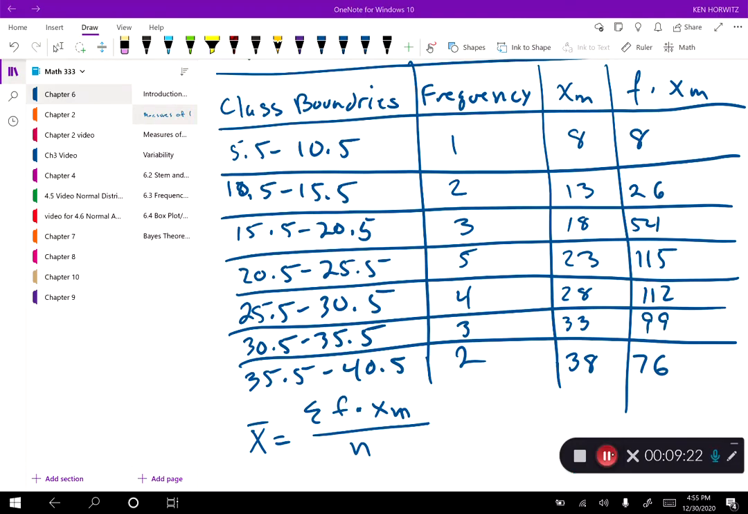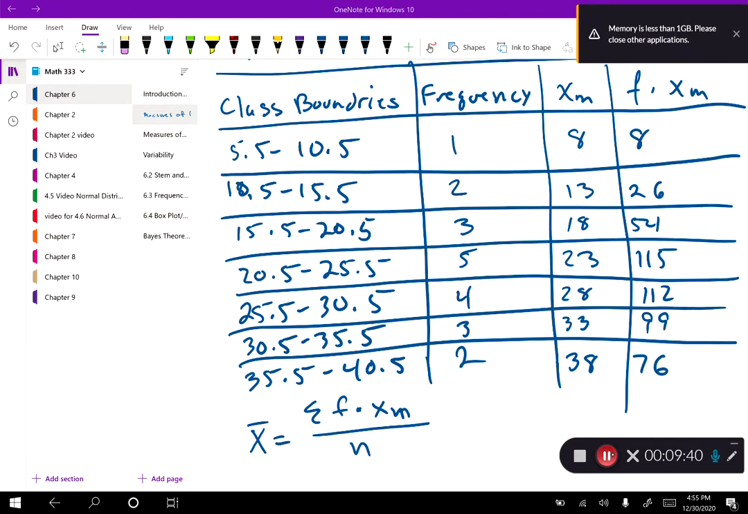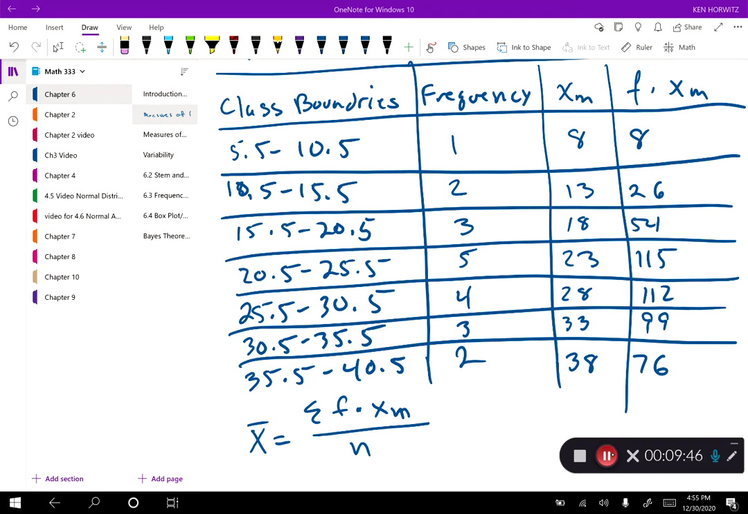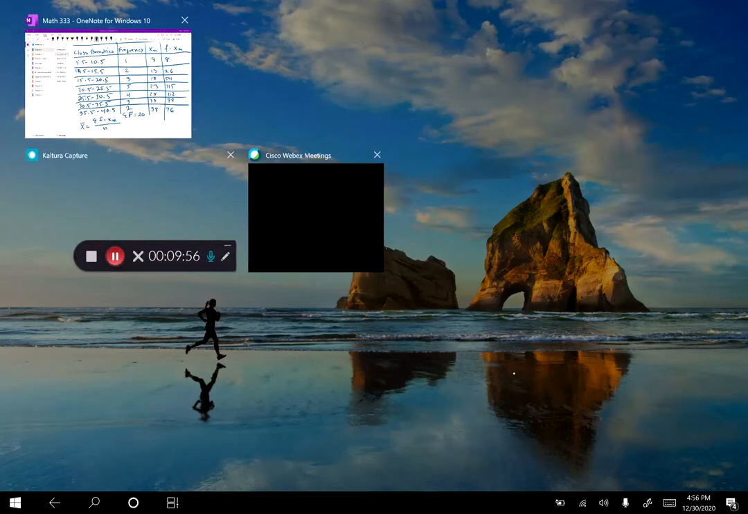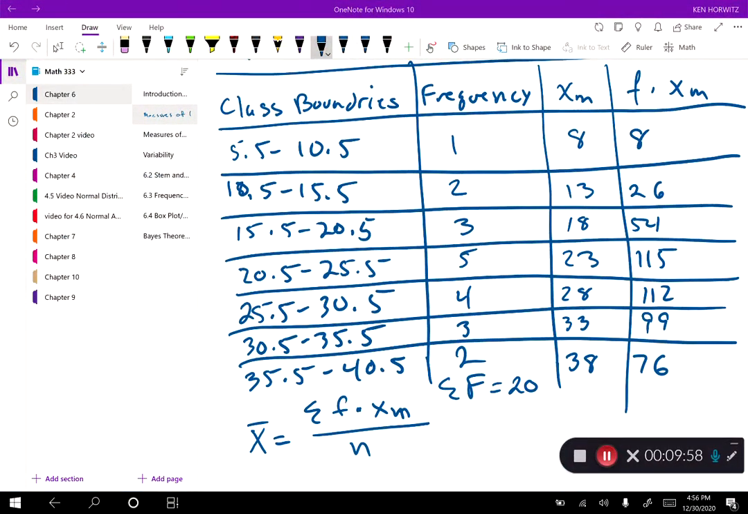All right, we're back. These are the values that you should have in your chart. Take a look and make sure that they are the same values that I have, because if there is a single mistake in your chart, then your values just won't match up. The first thing we're going to do is add up our frequencies, because that is going to be our n, the total number of values that we have. When we add up the frequencies, the sum of my f's equals 20, and it should equal 20 for you as well.